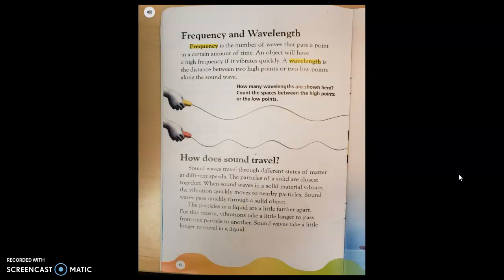Frequency and wavelength. Frequency is the number of waves that pass a point in a certain amount of time. An object will have a high frequency if it vibrates quickly. A wavelength is the distance between two high points or two low points along the sound wave. How many wavelengths are shown here? Count the spaces between the high points or the low points.